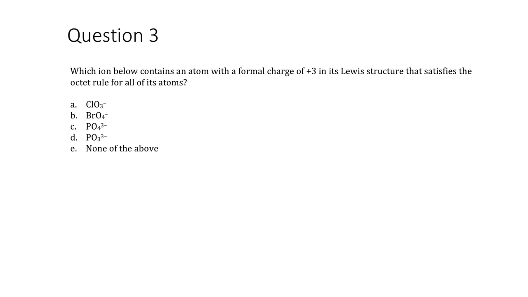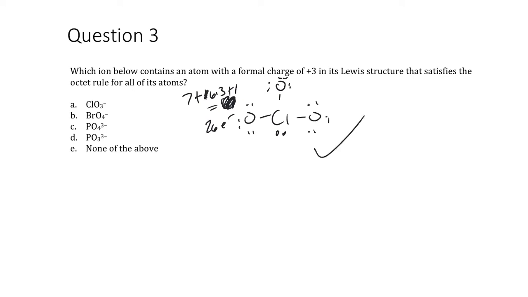Which ion below contains an atom with a plus 3 formal charge in its Lewis structure that satisfies the octet rule for all atoms? So ClO3 minus: that would be 7 plus 6 times 3 plus 1, so that's 28 electrons, not 26 electrons. And so that's a lone pair on chlorine. So this is all the atoms satisfying the octet rule. That has 1, 2, 3, 4, 5. This is a plus 2 formal charge.